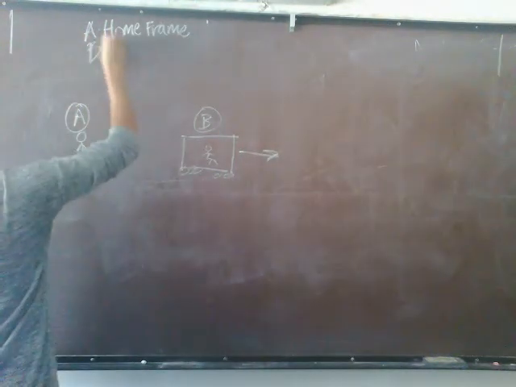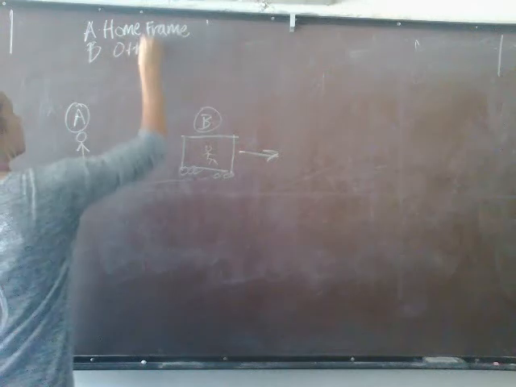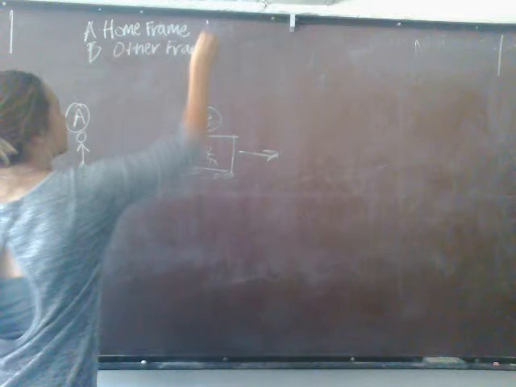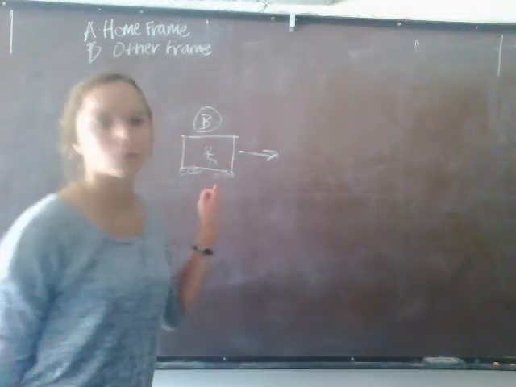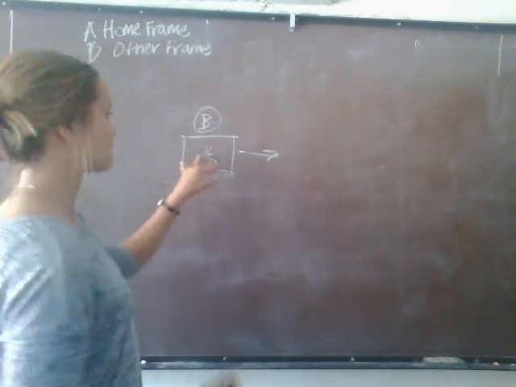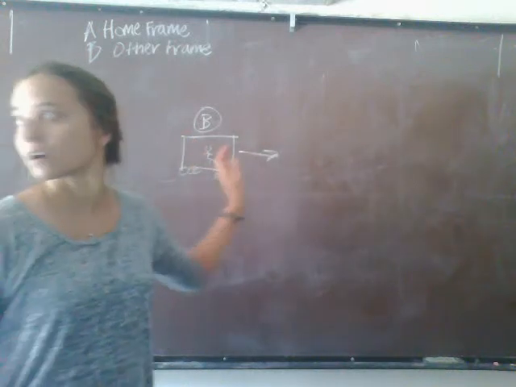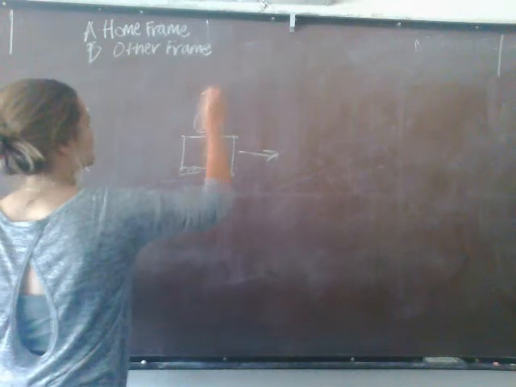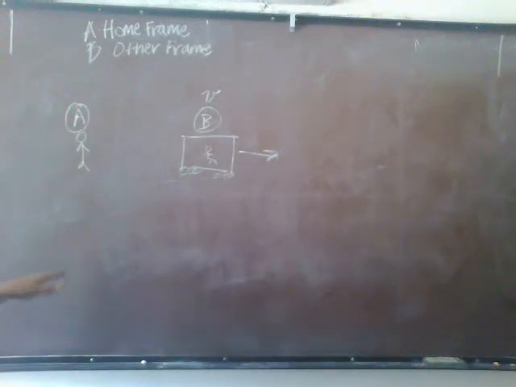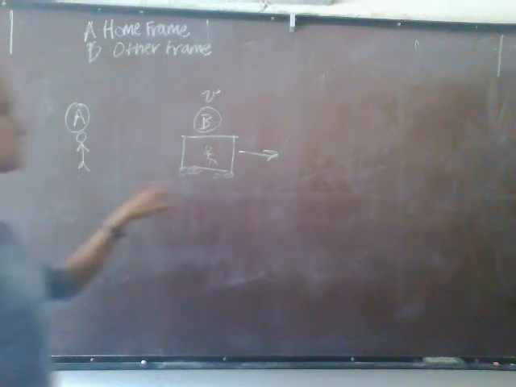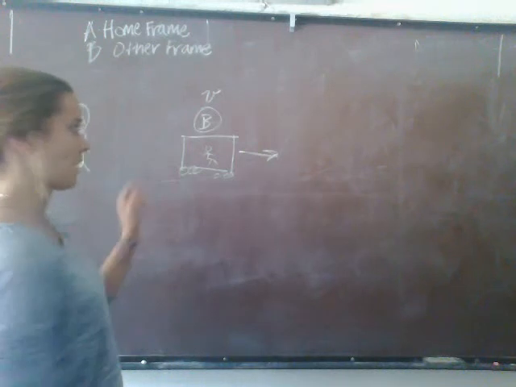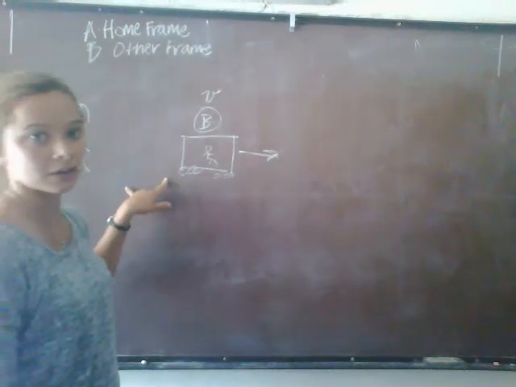B, we're going to call the other frame, which is the actual moving frame of the train, where B is at the origin of this moving frame. According to B, they're sitting still, but they're moving at a velocity. So, if B is moving at a velocity v away from A, then A sees B moving, and B sees A moving. So how can we solve this conundrum? How do we see these two different events differently?